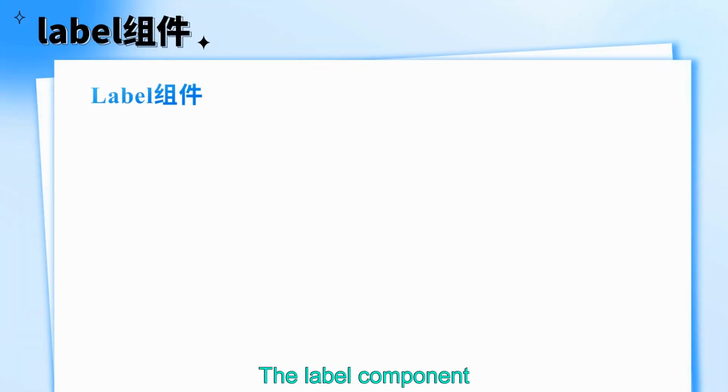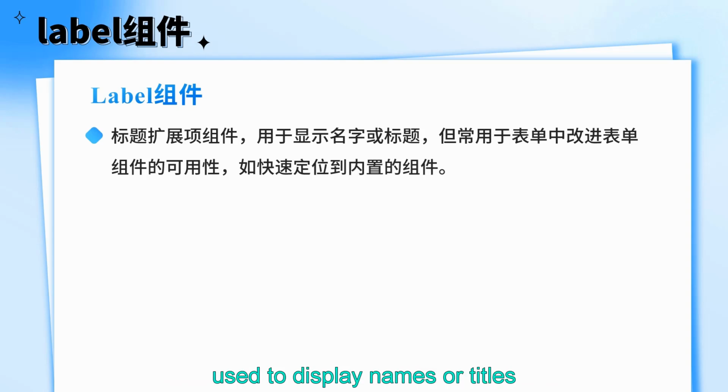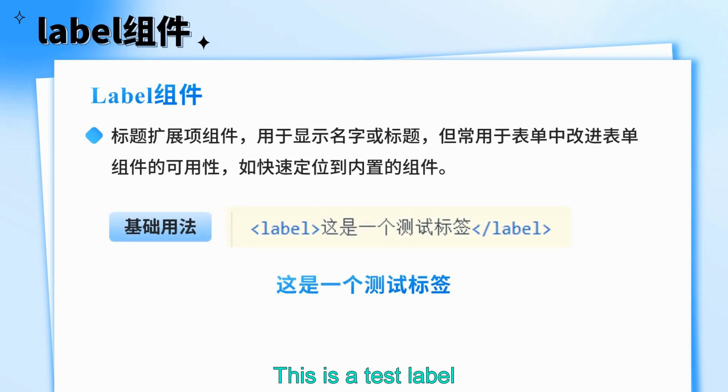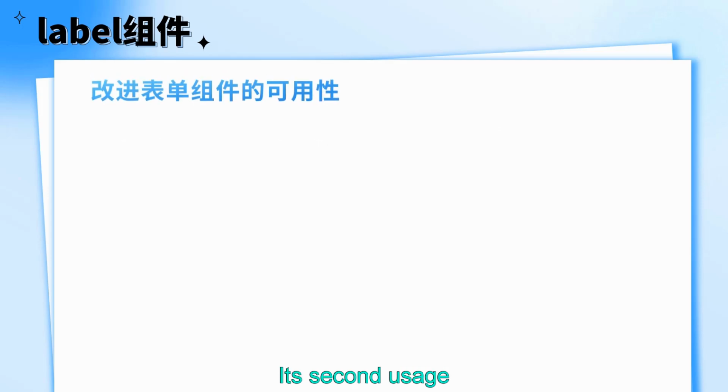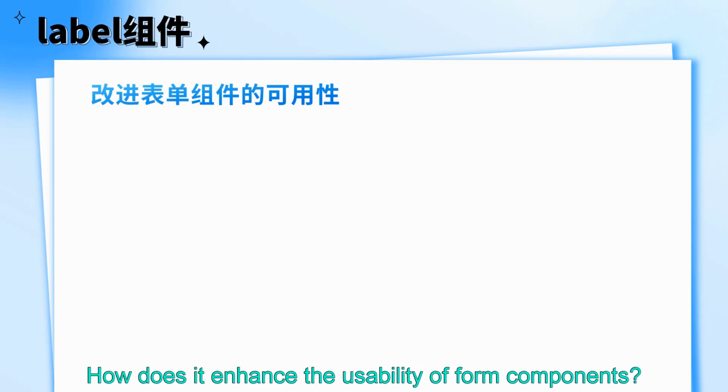The label component is an extension of a heading component, used to display names or titles. However, its primary usage lies in improving the usability of form components. Here's its basic usage. This is a test label. It displays a name or a title. Its second usage is to enhance the usability of form components. How does it enhance the usability of form components?